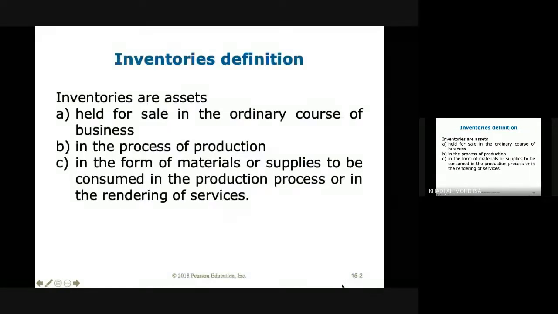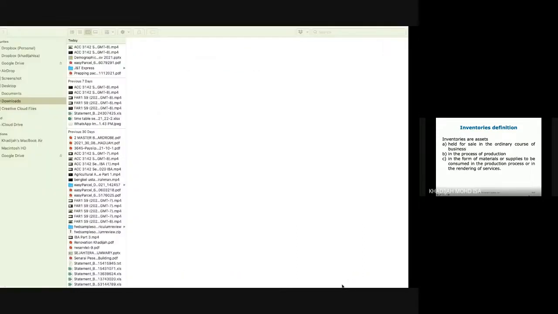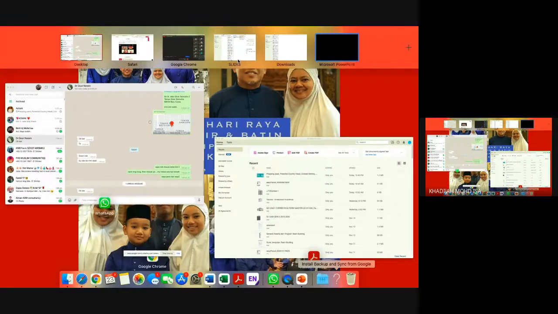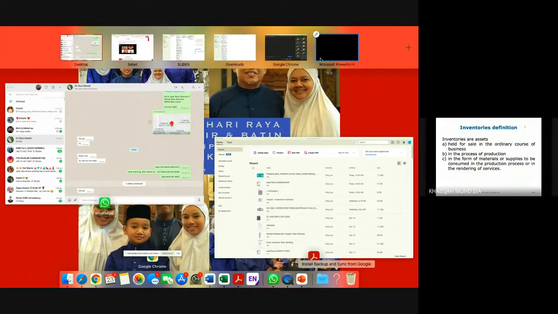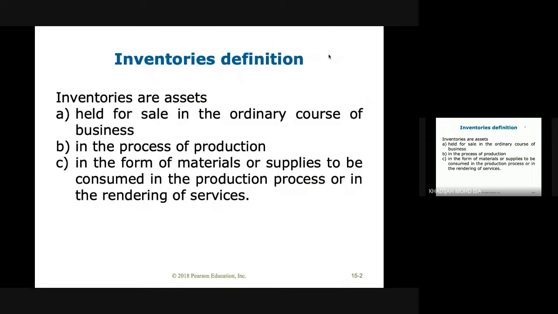So for the definition, inventories are assets. When we say assets, it means it is expected to generate benefit. It is an economic resource to the company that will give benefits to the company. But these assets are held for sale. It's not for you to use to generate economic resources for a long time, but it's held for sale in the ordinary course of business.